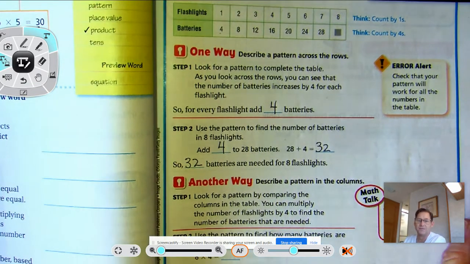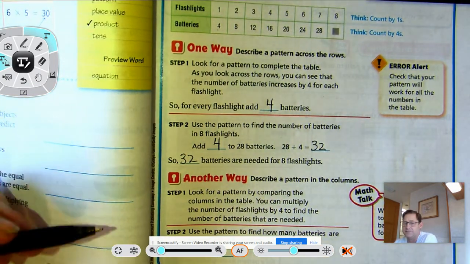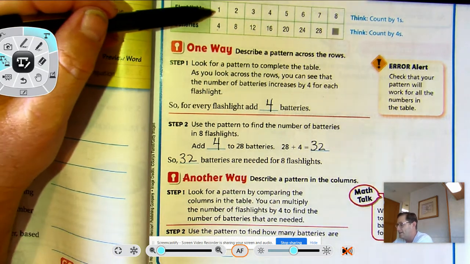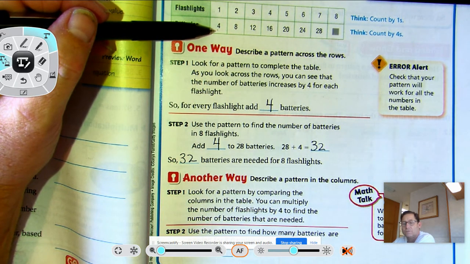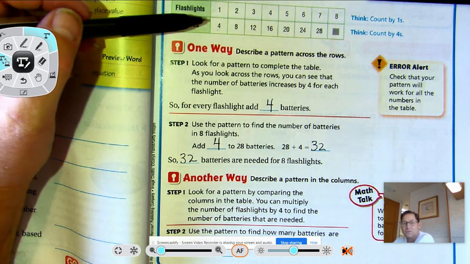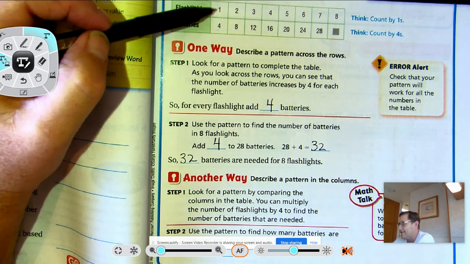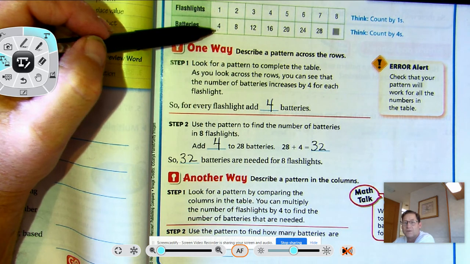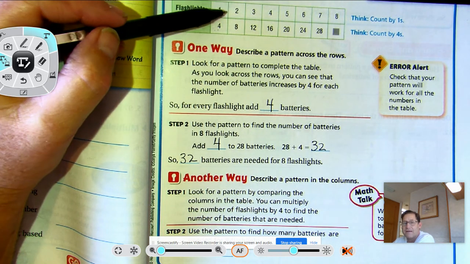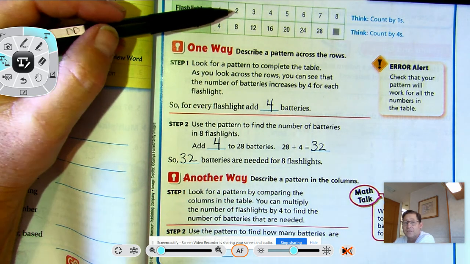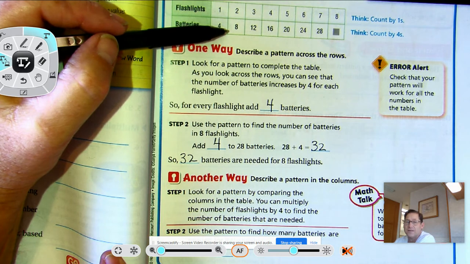The other pattern we can do is by comparing columns in the table. So 1 to 4. Did they add 3 or multiply by 4? Well, the way to figure that out is look at the next one. If it's a pattern, I would have to add 3 to 2 as well. 2 plus 3 is 5. Okay, so that's not true.